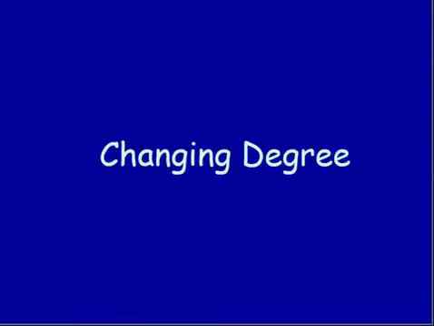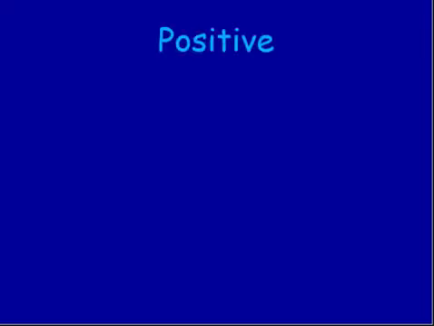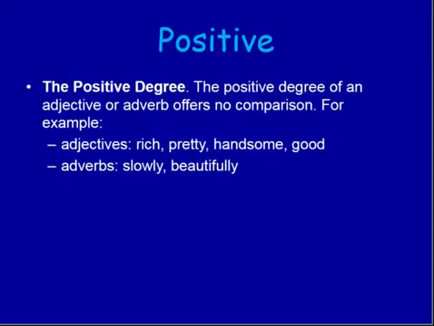Today I am going to discuss changing degree. Before going to the further discussion, we need to define the positive, comparative and superlative degree. Look, positive degree, often adjective or adverb, offers no comparison. For example, adjective: rich, pretty, handsome and good. When there is no comparison, we describe a person or a thing using this adjective. That will be the positive degree.